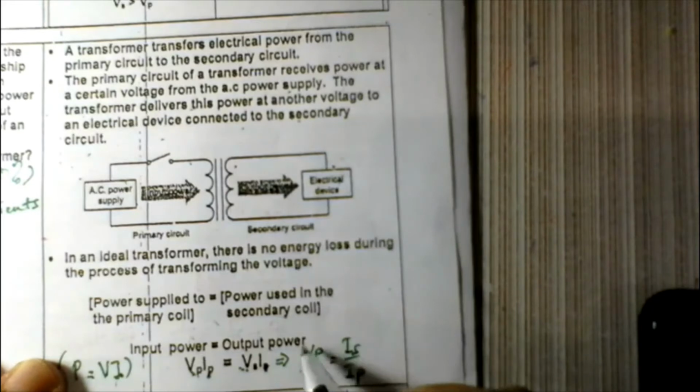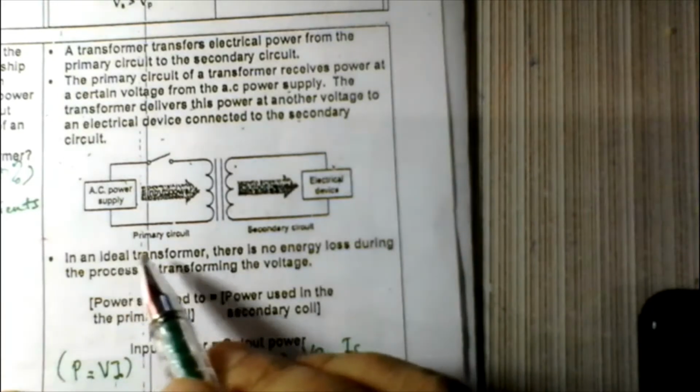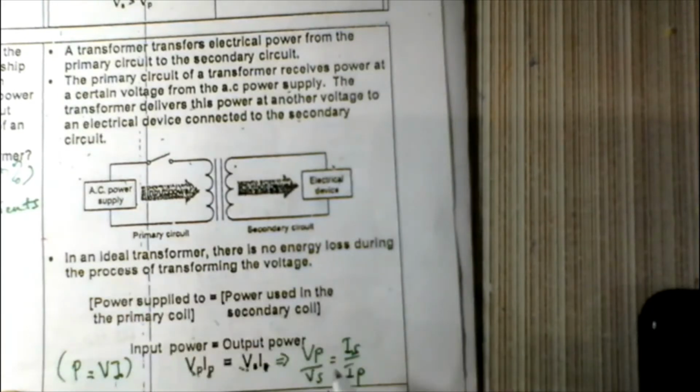So this relationship is only valid if the transformer has 100% efficiency, an ideal transformer. So from here you can see when the step-up transformer is used, meaning Vs is greater than Vp, then Is is smaller than Ip. So with a higher voltage produced, the induced current is smaller.